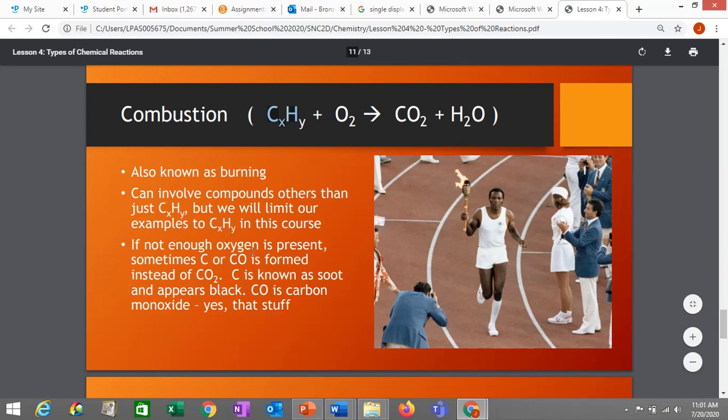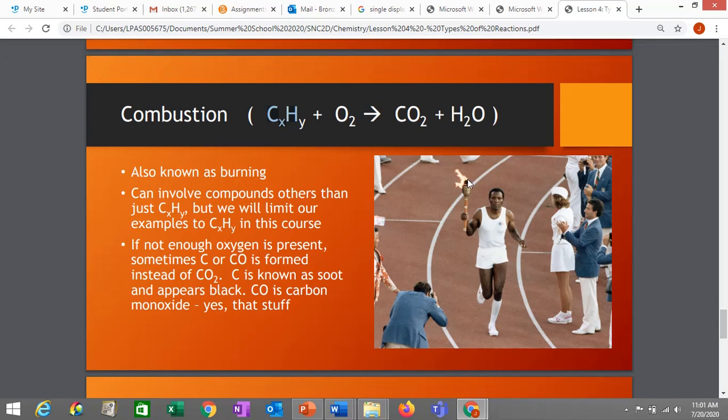Sometimes, though, if there's not enough oxygen present, instead of forming CO2, you might produce CO or just C. If you produce just C, or carbon, you'll see soot, black stuff starting to appear in this area. If you've ever heated a beaker on a low flame, you might have seen black soot accumulate on the bottom of the beaker. That would be just carbon.